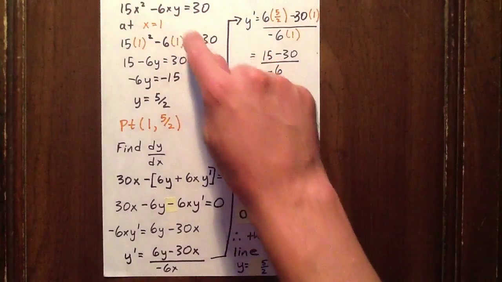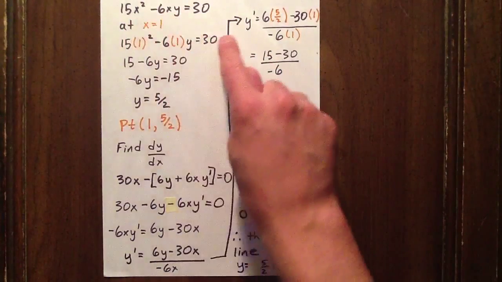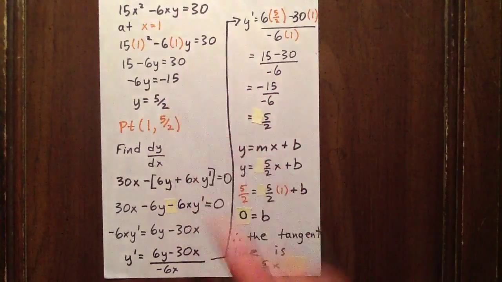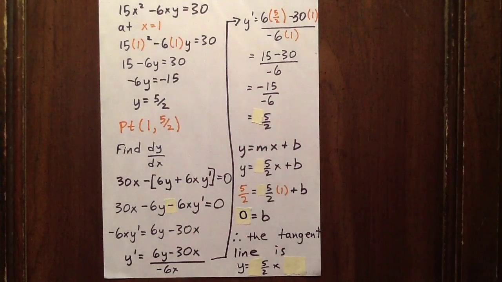When x equals 1, we simply sub in an x value of 1 and evaluate y. Well, solving for y tells us that y is 5/2. So the point in question is (1, 5/2). Now we have to figure out the slope of the curve at that point, which will give us the slope of the tangent line. So we're going to find dy/dx.